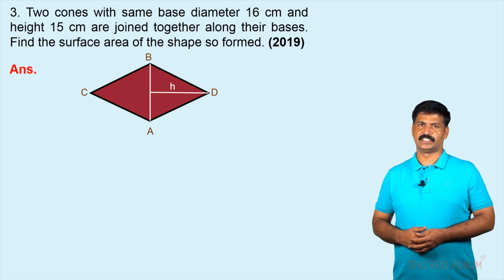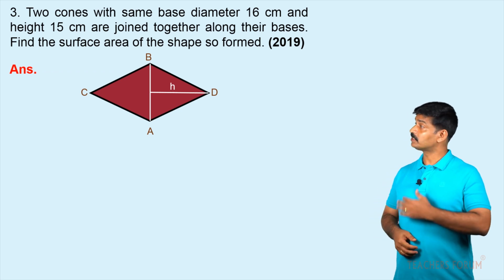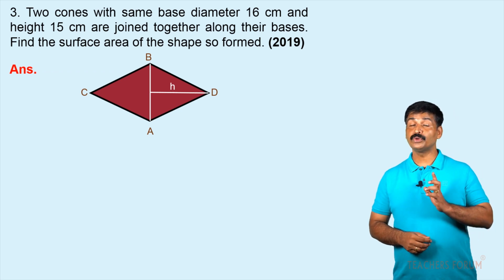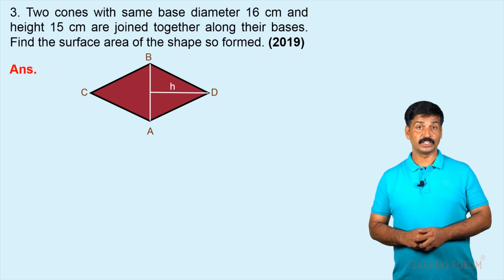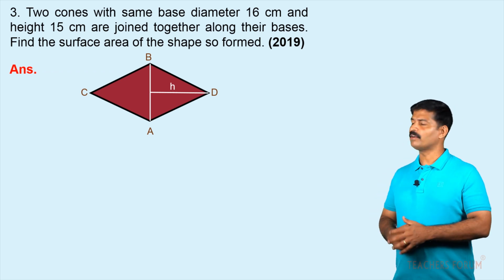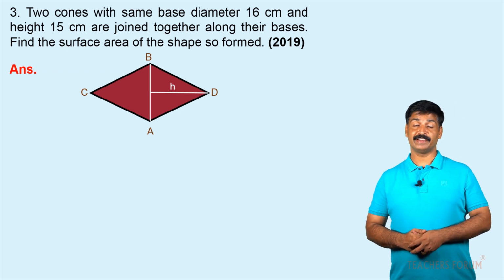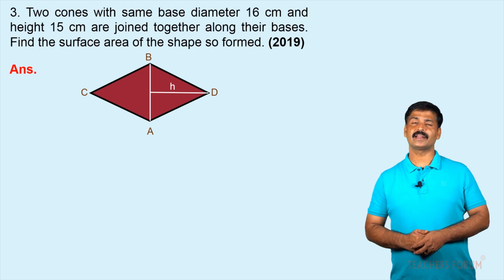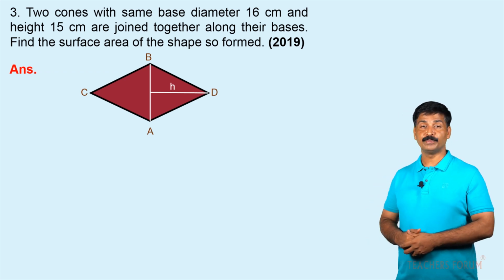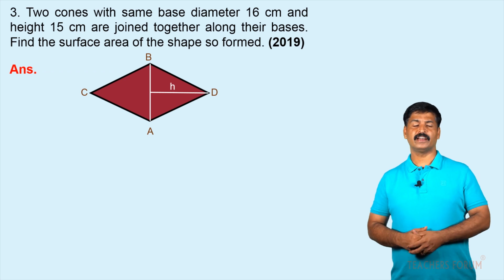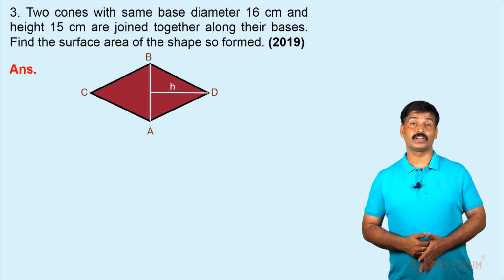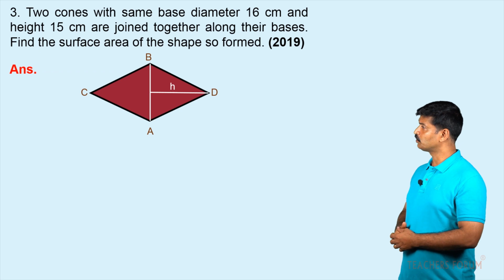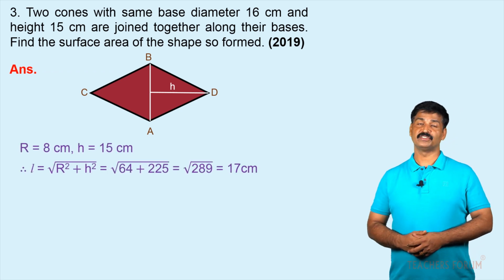What is the total surface area? Total surface area of this figure is equal to 2 into lateral surface area of one cone. You know the formula to find lateral surface area, that is pi RL. You are not given L here. L means slant height. How can you find slant height? L is equal to square root of h square plus r square. So when you substitute, you will be getting L as 17 centimeter.